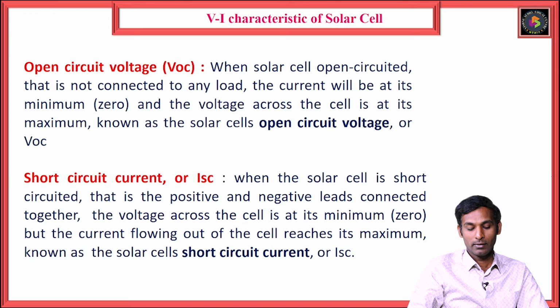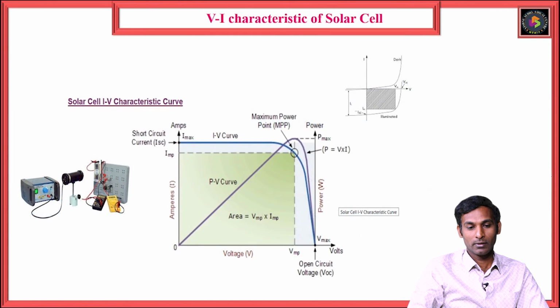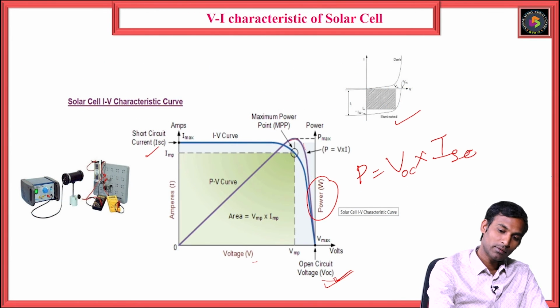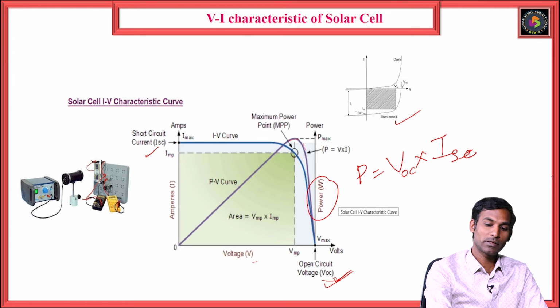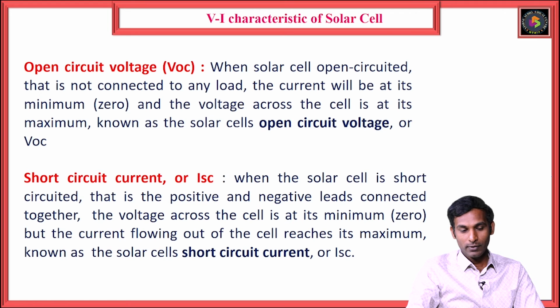In the diagram, you can see the current goes on decreasing and the voltage value increases. That is the open circuit voltage. Open circuit voltage means the current value is 0 and the voltage across the cell is maximum.